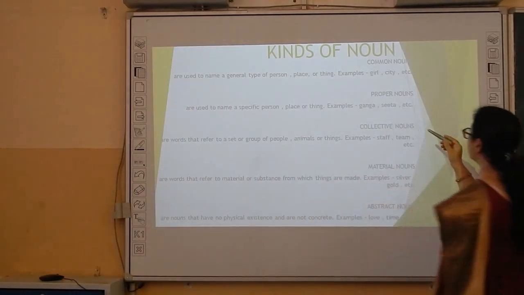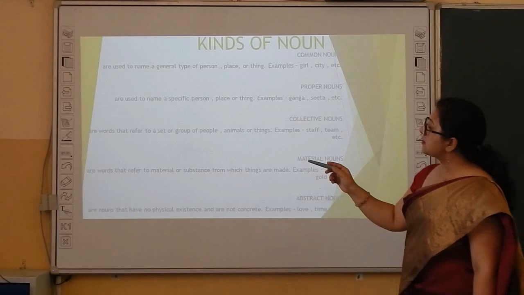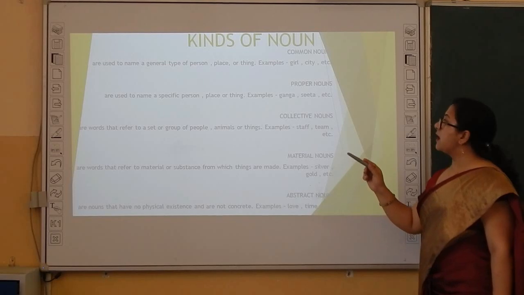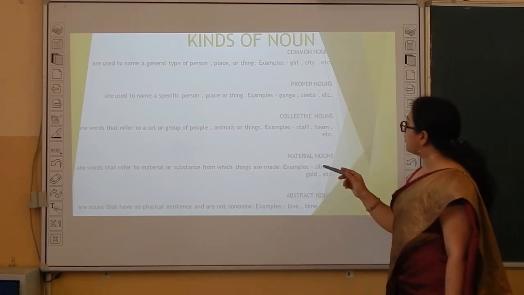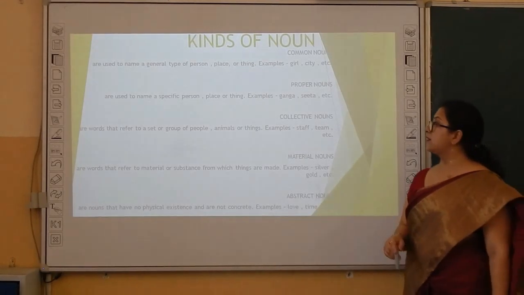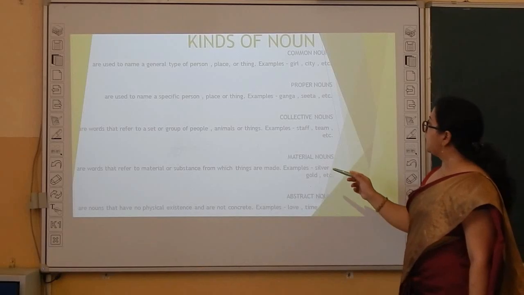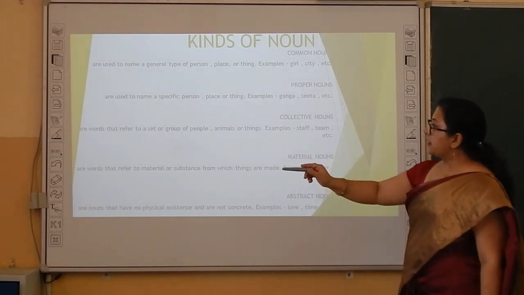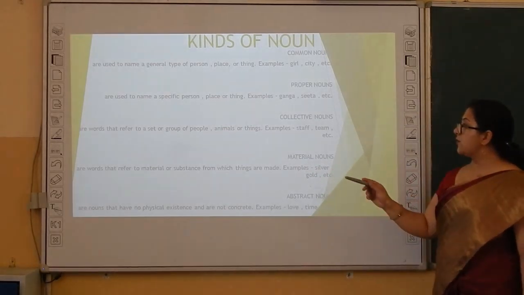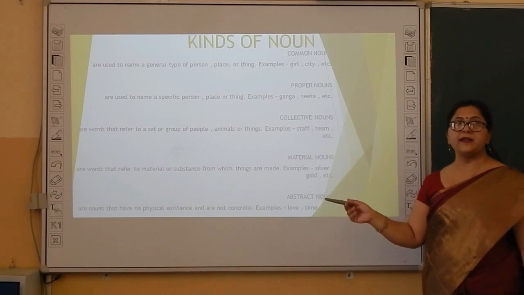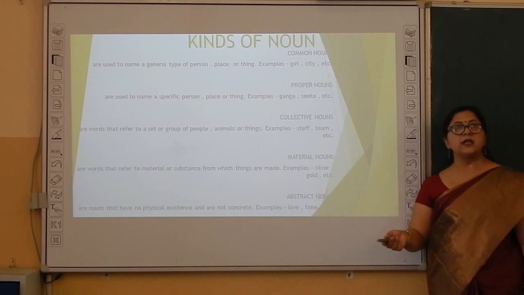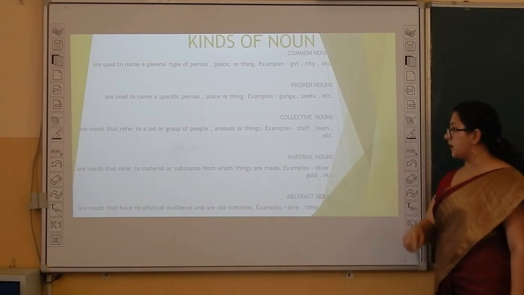The third is collective nouns. Collective nouns are words that refer to a set or group of people, animals, or things. The examples of collective nouns are staff, team, class, etc. The next is material noun. Material nouns are words that refer to material or substance from which things are made. Examples of material nouns are silver, gold, plastic, iron, etc.